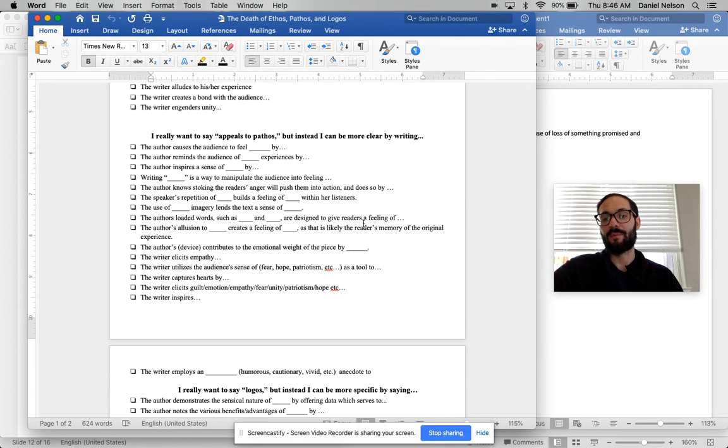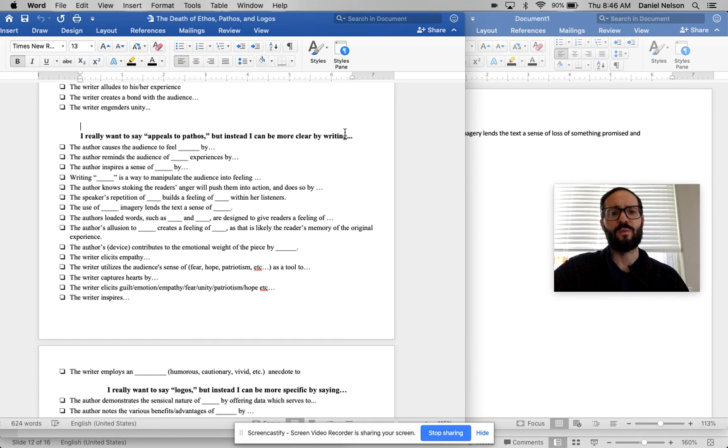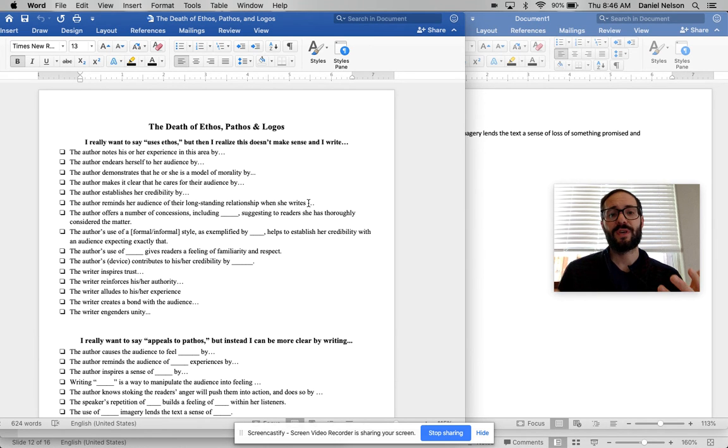So to wrap it all up, when we write about ethos, pathos, and logos, we don't want to just say the author uses ethos, the author uses pathos, the author uses logos. Instead, we want to be a little more specific. What's their choice that they're making, and what's the effect of that? And that's going to show us those appeals.